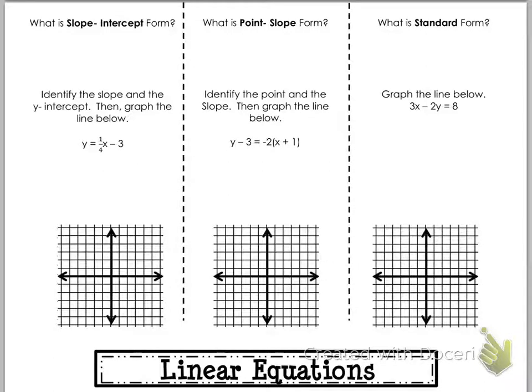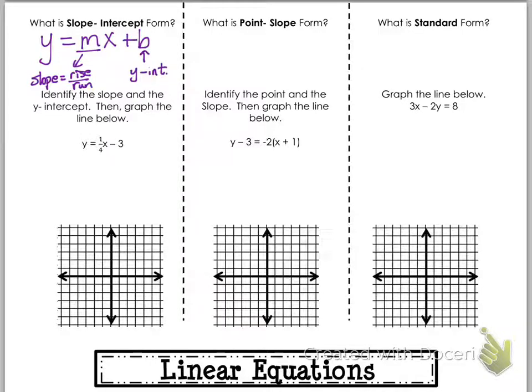Alright guys, so this is the inside of your Linear Equations Foldable. The first thing it asks us is, what is slope-intercept form? Hopefully you remember this from Algebra 1 and Algebra 2. Slope-intercept form is y equals m times x plus b, where m is our slope, which is rise over run, and b is our y-intercept.